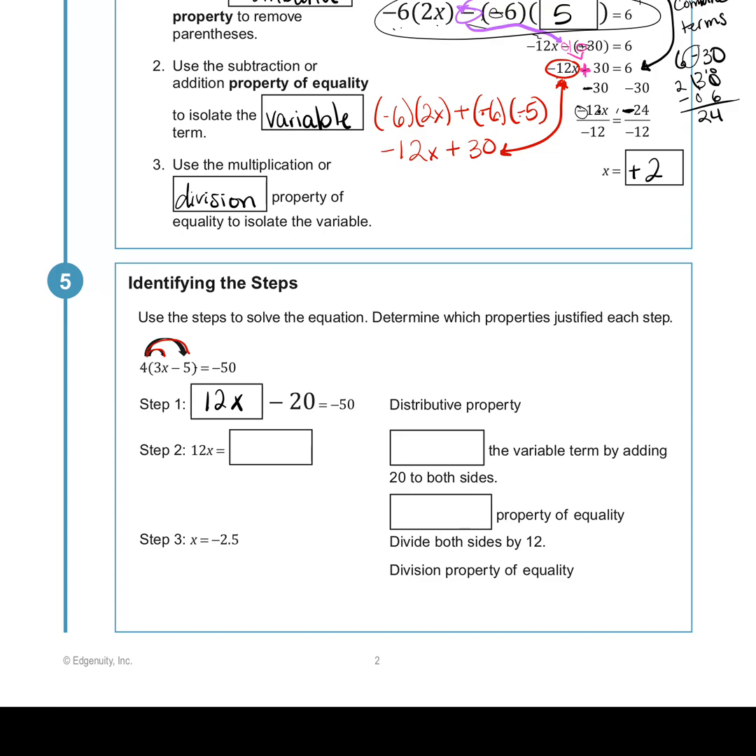Now the next step is to isolate the variable term by adding 20 to both sides. So now I'm going to go ahead and add my 20 to both sides. Right, this will give me 0. Now, I keep the sign of my larger number, which is 50. And then 50 minus 20 is just going to be 30.